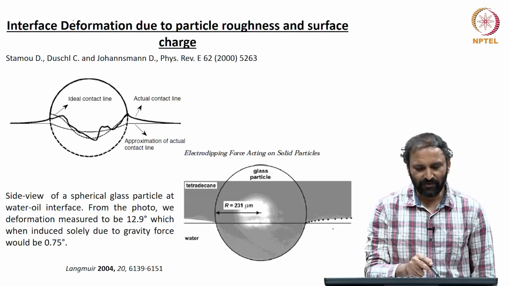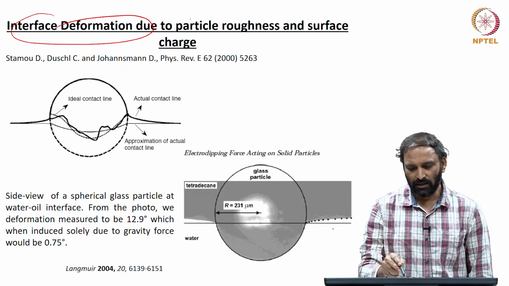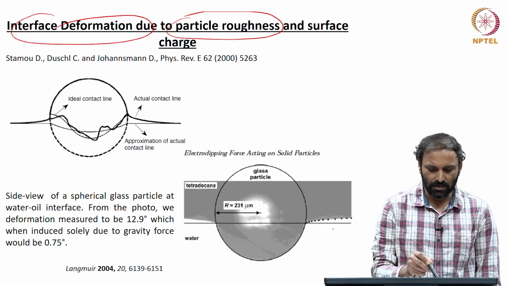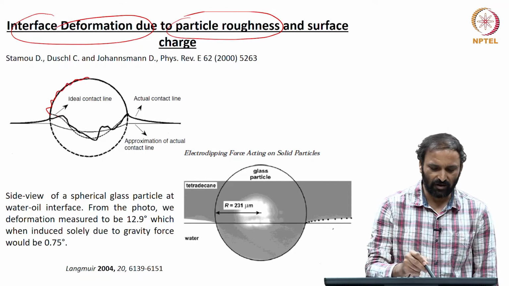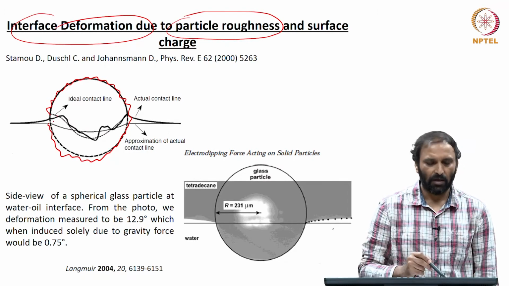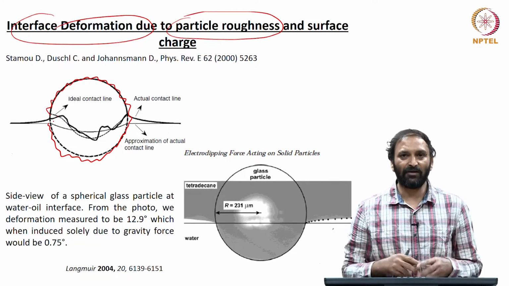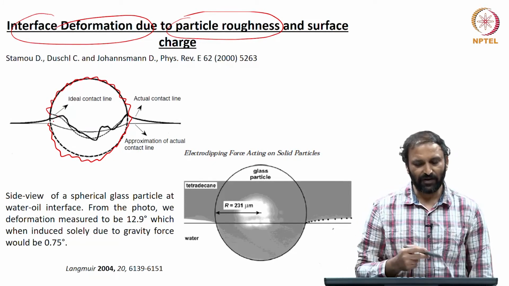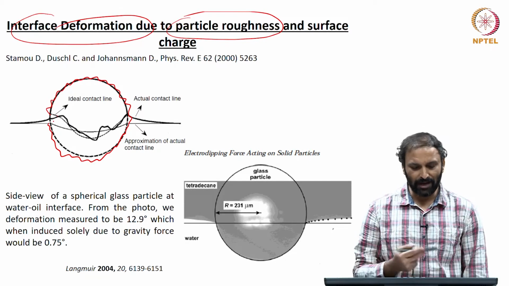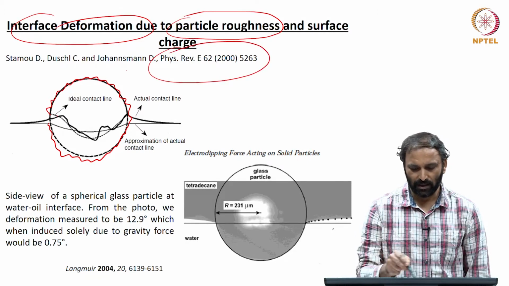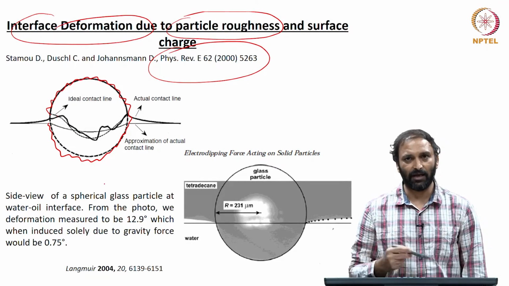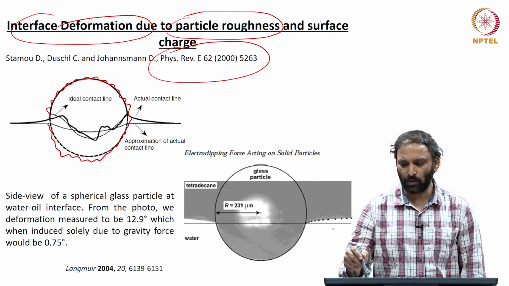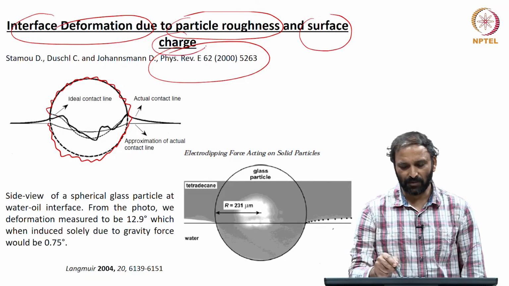Okay, so now going further, interface deformation can also occur when the particles are rough. That means if the particles have some undulations on the surface, these undulations can help in pinning of the contact line around the particle surface, and because of this roughness, the interface deformation need not be monopolar anymore, and there have been calculations which show that for a rough particle the interface deformation again is quadrupolar in nature. So would also be the case when we have particles with high surface charge.